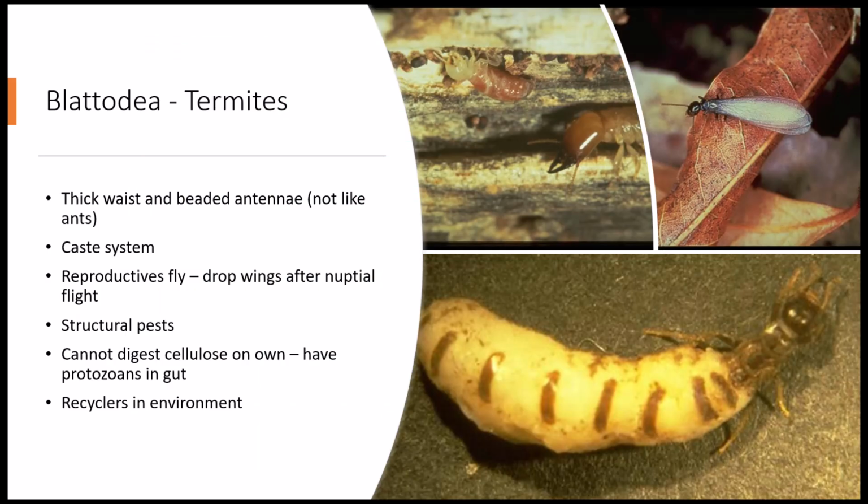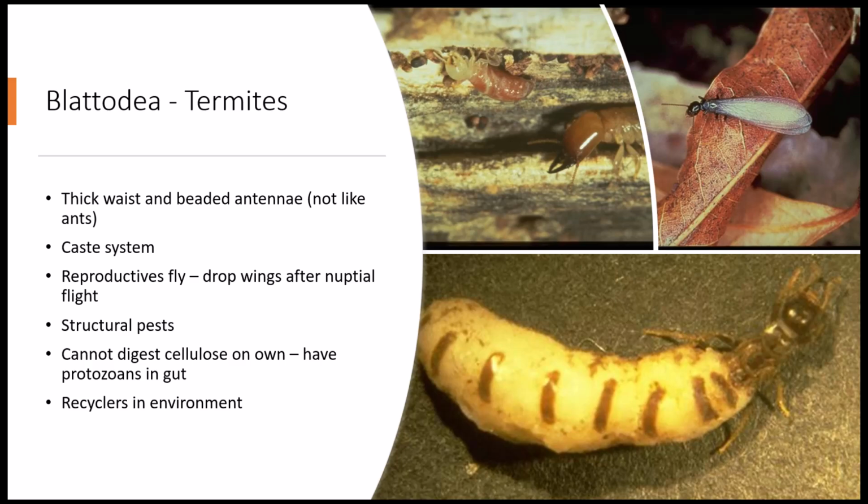Termites are also in the order Blattodea. These used to be a part of their own order, but they're now known to be closely related to cockroaches, and so they've put them in the same order. These have a thicker waist, so they might be confused for ants, especially in the reproductive or the alate form, which is the right-hand picture. They instead have a thick waist, not a pinched waist. Their antennae are beaded instead of being kinked or elbowed like ants have.